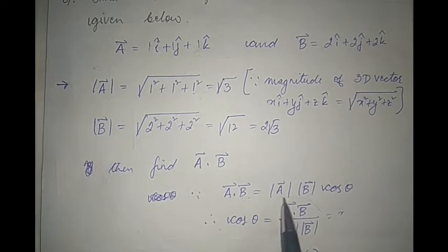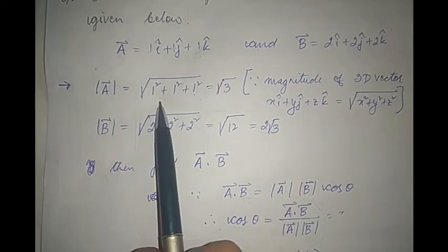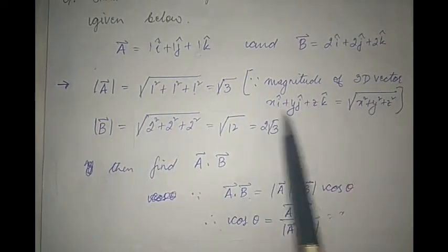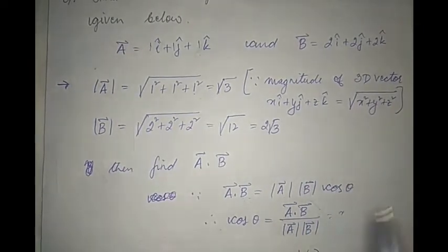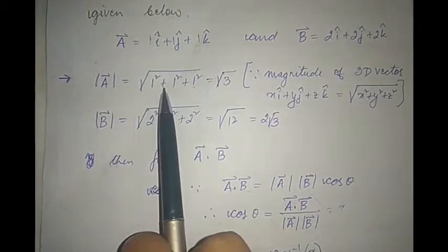Then I'll find the magnitude of A. I find the magnitude of A this way, because the magnitude of a 3D vector is given by the square root of x squared plus y squared plus z squared. So I can find the magnitude of vector A.